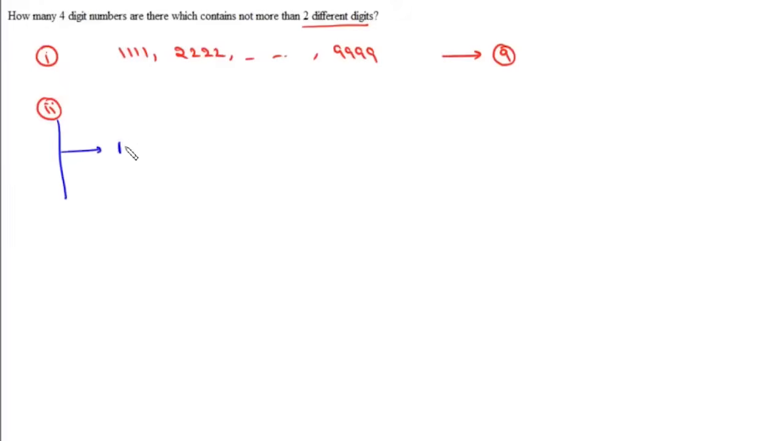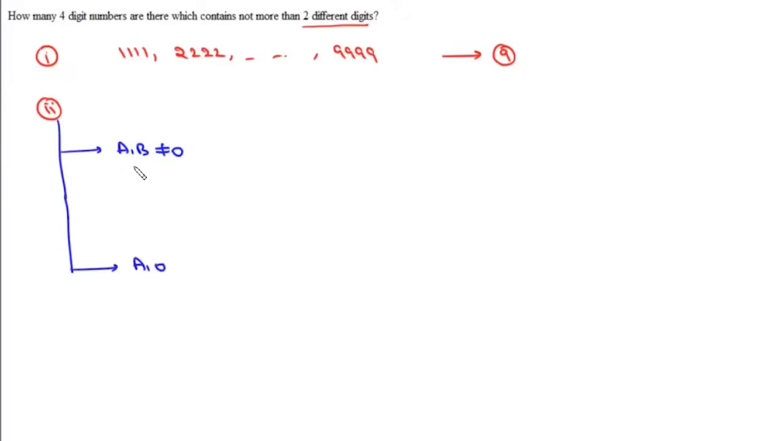Right, the question is, how many 4-digit numbers are there which contain not more than 2 different digits? Now, the first possibility is, suppose the numbers are formed from 1 digit only, and it will be 1111, 2222 up to 9999, and there will be 9 such numbers. Now the second possibility is that the numbers contain exactly 2 digits. Now we consider 2 separate cases. Case 1, if the 2 numbers are unequal to 0, and case 2, when one of the numbers is 0.